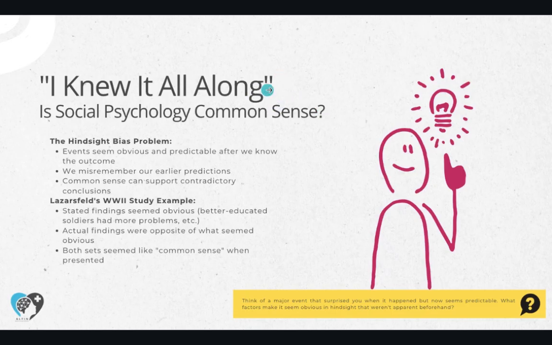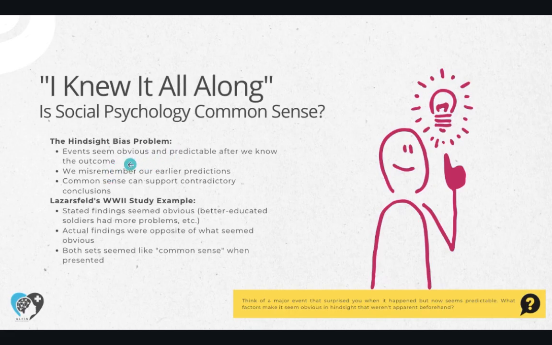There's actually a phenomenon we call hindsight bias. Sometimes an event seems obvious and predictable only after we know it. So you may be told something, but you act as if you were sure you knew it all along. That is just hindsight bias. So, common sense can actually support contradictory conclusions.